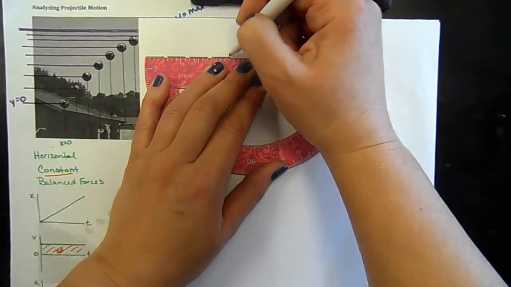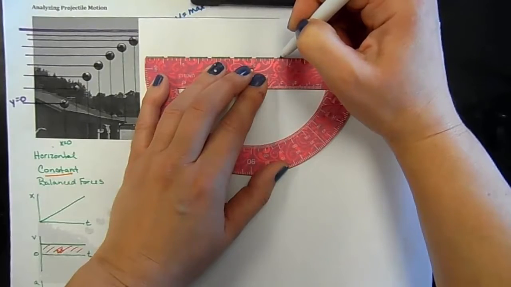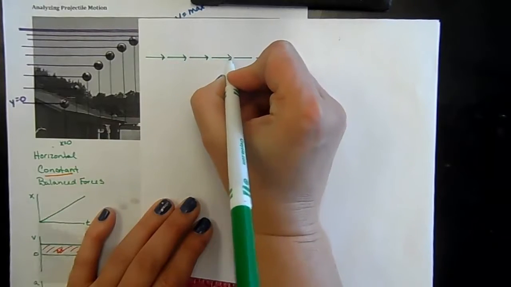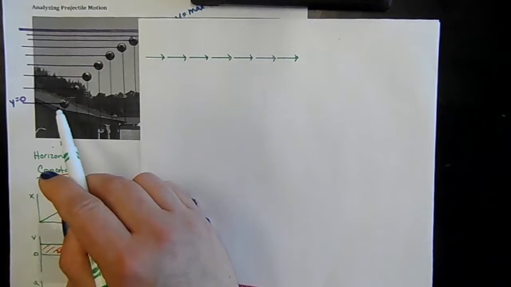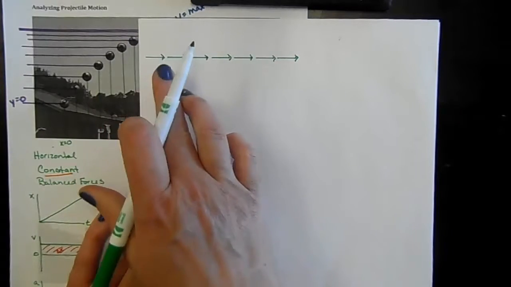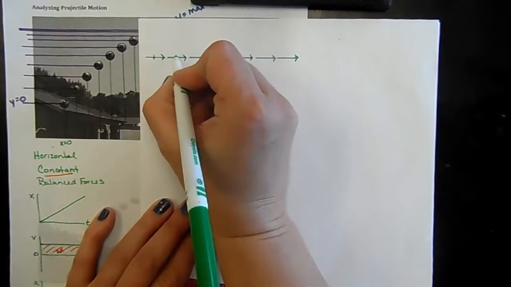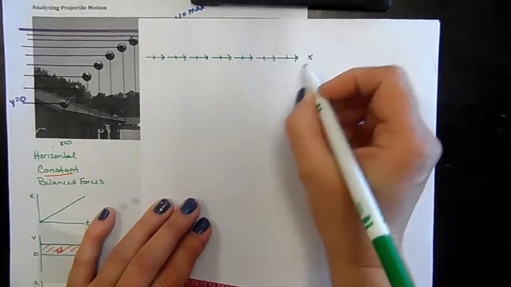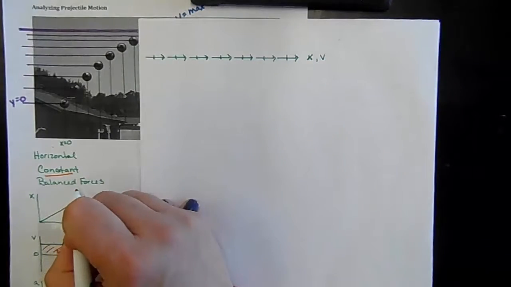1, 2, 3, 4, 5, 6, 7. So each one of these arrows, again, represents a certain amount of time. So just like this ball over here, the difference between this ball and this ball is a certain amount of time. This ball and this ball is the same amount of time. That's what each one of those arrows is going to represent. In our constant motion, these are all equal. And this is going to be both the change in position and the velocity motion map for the horizontal motion.